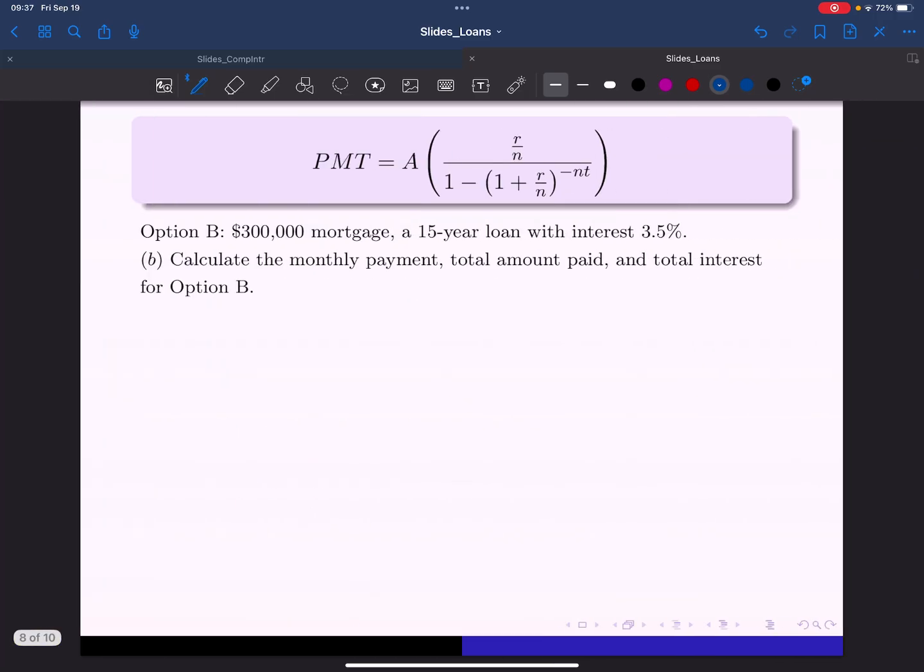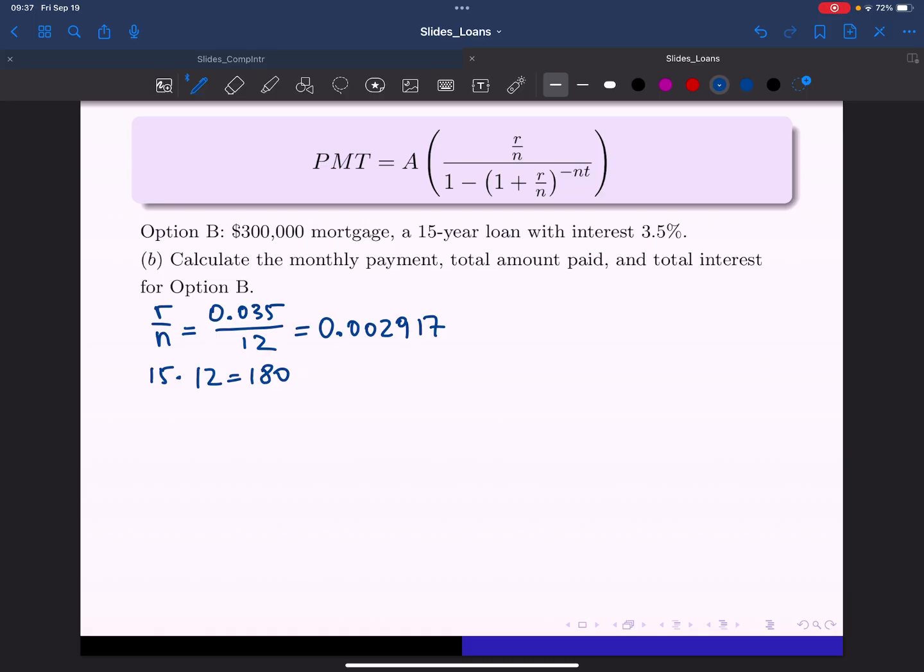For part B, we need to first calculate the monthly payment. So we're using the PMT formula. So let's calculate R over N first. R is 0.035 divided by how many, 12? So I'm getting 0.002917. Now 15 years times 12, that gives me 180.